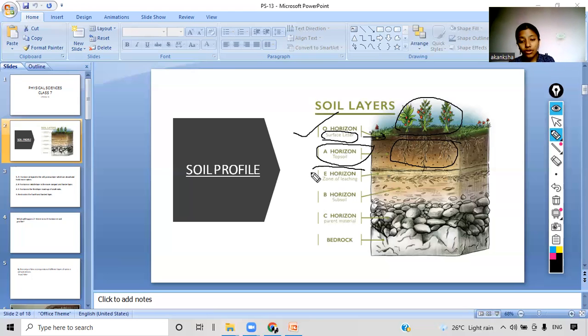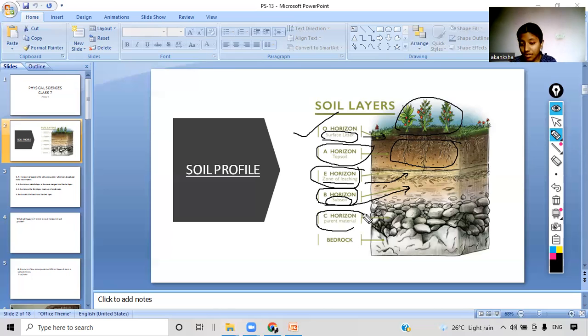Now comes which horizon? The E horizon, right? Here, this region, the E horizon. It is a small layer. What is the other name for the E horizon? The zone of leaching. We will see some more features ahead, right? Coming to the next horizon, it is the B horizon. What is the other name for the B horizon? It is the subsoil, right? The subsoil. Now we will see some more horizons.